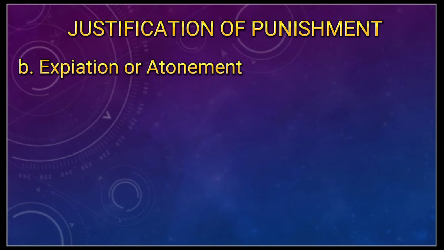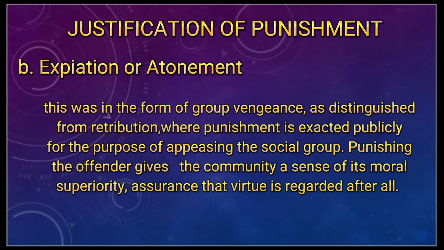B. Expiation or atonement. This was in the form of group vengeance, as distinguished from retribution, where punishment is exacted publicly for the purpose of appeasing the social group. Punishing the offender gives the community a sense of its moral superiority, assurance that virtue is regarded after all.